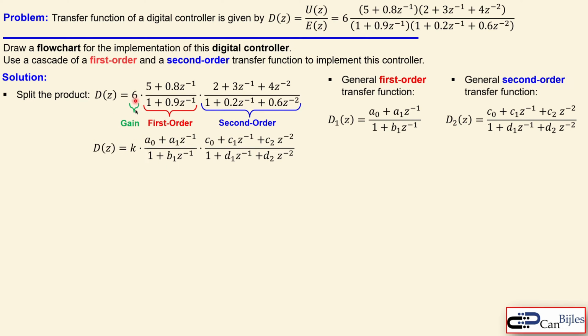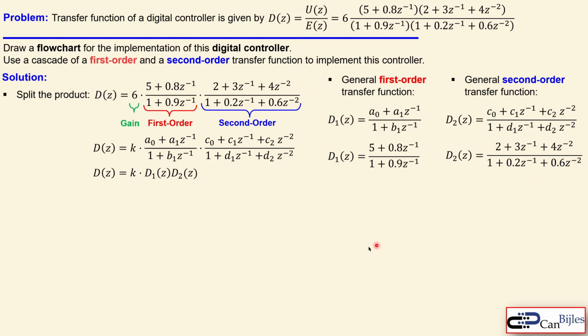So let's do that. We start with the general expression and I designated the gain by a K here. You see the first order part from here, the second order part from here. Now we need to recognize the parameters like A1, A0, B1, etc. So when I now make the product, which is K times D1 times D2, that's just this. And now looking at the transfer function of the first order part, which is 5 plus 0.8 z to the power minus 1 over 1 plus 0.9 z to the power minus 1, that's shown here. And the second order part is this one, just a copy. Now we look at the coefficients A0, A1 and B1, that's just from here. And from the second order part you see 5 parameters, C0, C1, C2, D1 and D2. So we have now everything.